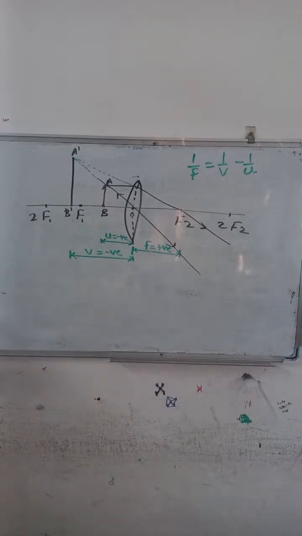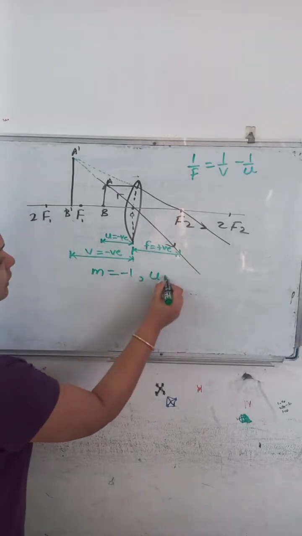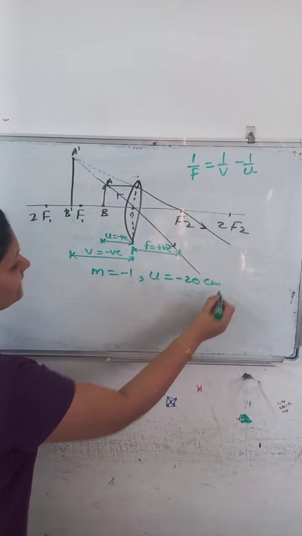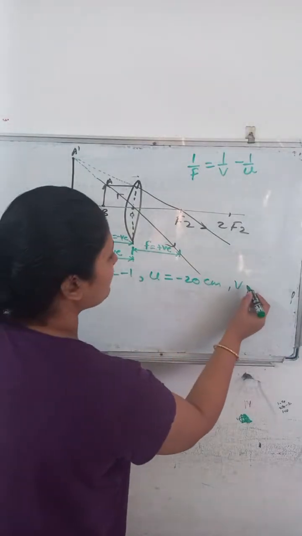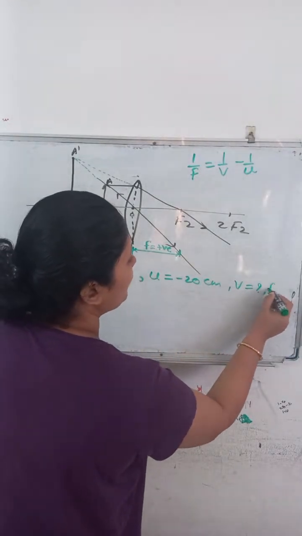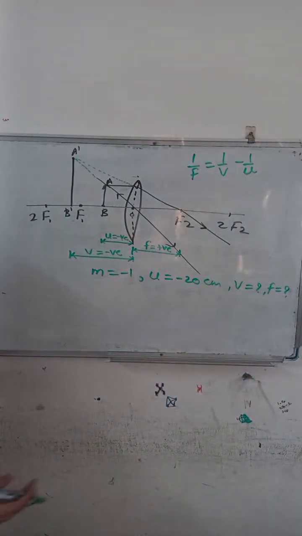So here write down the given quantities. Magnification is given as -1, u is -20 centimeter, because the object is placed in front of this lens. So u is -20. We have to find v and we have to find f. As we don't have the focal length, we can't use the lens formula yet. So here we have one more formula, that is the magnification.